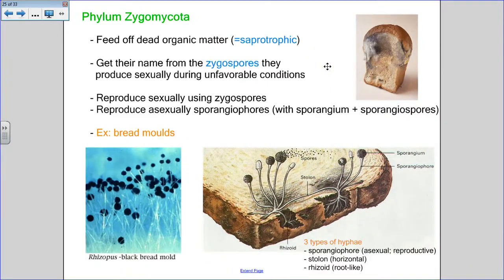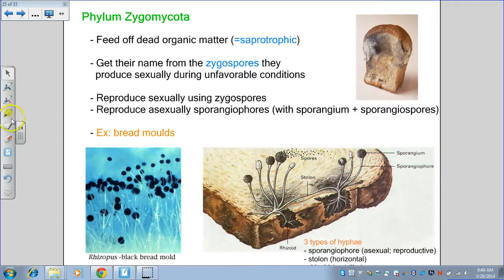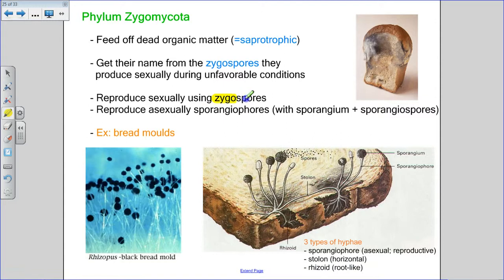So we will take a look a little later at what the zygospore looks like, but basically they reproduce sexually only when conditions are unfavorable. And let's see, I'll use this. So they use their zygospores when conditions are unfavorable to reproduce sexually. But they normally will reproduce asexually using sporangiophores.